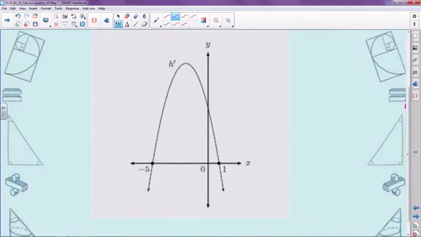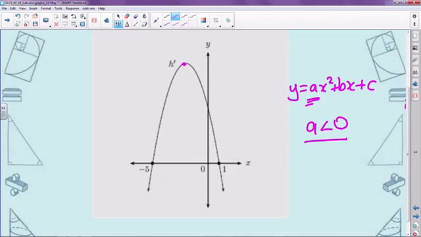Okay, so we noticed that we have a derivative function that is a parabola. So I know that in my defining equation, just by looking at the shape of this graph, I can automatically see that A must be negative because we have a maximum turning point. So therefore, this derivative graph must have an A value that's negative.